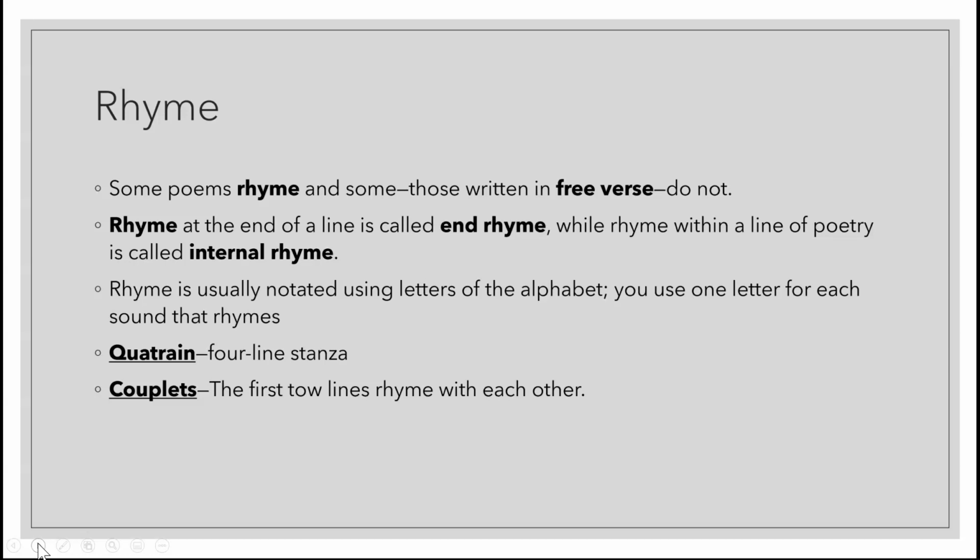Rhyme. Some poems rhyme, and some, those written in free verse, do not. Poems don't always have to rhyme. It's totally up to the poet whether they choose to rhyme them or not. But it is your job to identify a rhyme scheme if there's one present. Rhyme at the end of a line is called an end rhyme, while rhyme within a line of poetry is called an internal rhyme. You will find examples of internal rhyme, but end rhymes are far more frequent. Rhyme is usually notated using letters of the alphabet. You use one letter for each sound that rhymes.